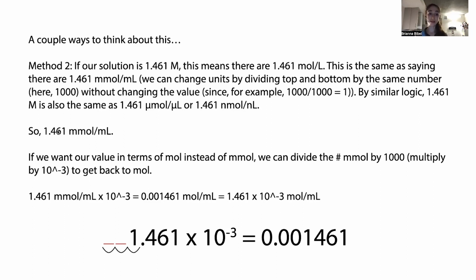Now, if we wanted to have that as a value in terms of moles instead of millimoles, this is like thinking, how many full pizzas do we have, or how many pizza slices do we have? So we're going to get a smaller number. We're going to have to divide the number of millimoles by 1,000 to get back to moles, and dividing by 1,000 is the same as multiplying by 10 to the negative third. So we could write this either like this, or in terms of the decimal, and we can just move our decimal place.